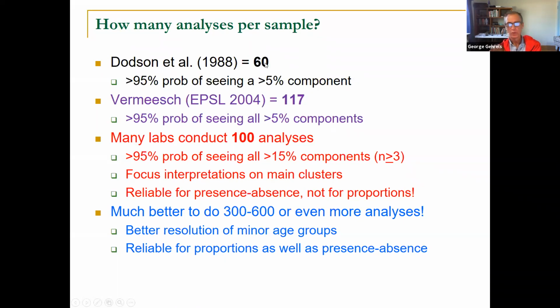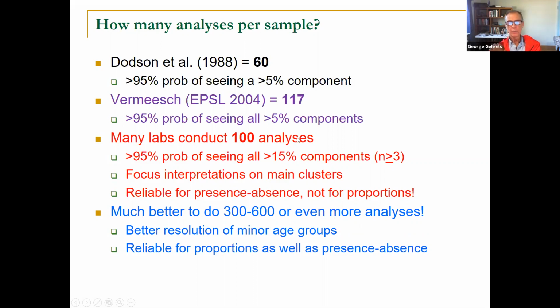So that's pretty good news. Do 60, you'll probably see every component in your sample down to 5%. Peter Vermeesch, a really smart statistician, geologist, realized that that only works if you have one 5% component. If you have multiple 5% components and you want to see all of them, then you actually have to do 117. So the number doubled in the early 2000s.